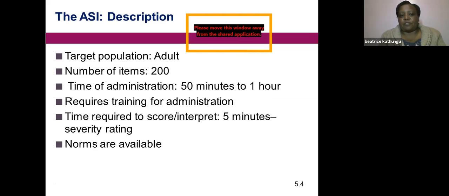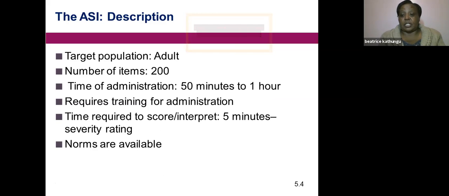Now, the description of the ASI is that it targets adults. This is important because it has been advised that we should not try to use the ASI for adolescent clients because it is not developed for that population. Initially, it had 200 items. The smaller versions have got less. The time of administration is about 50 minutes to 1 hour.